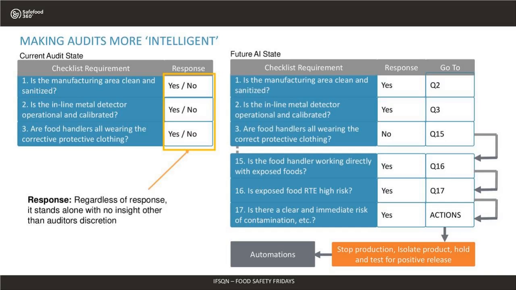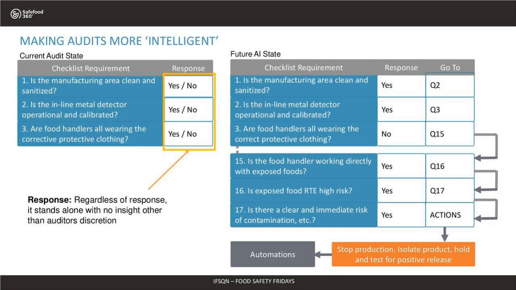Okay, let's take question 3: are food handlers all wearing the correct protective clothing? In this case, you would say no, and then you would probably go up and address the person. But very often you need to do a little bit more. There are other factors going on, and you may decide to ask additional questions to get more insight into the actual risk. So this is converting, in many ways, a verification tool, like an audit checklist, into a risk assessment tool as well. And already we've upped the game significantly.